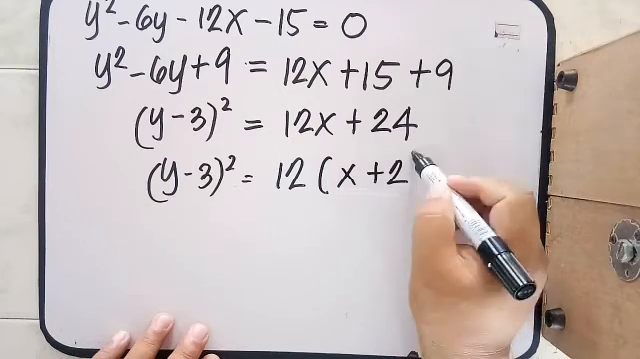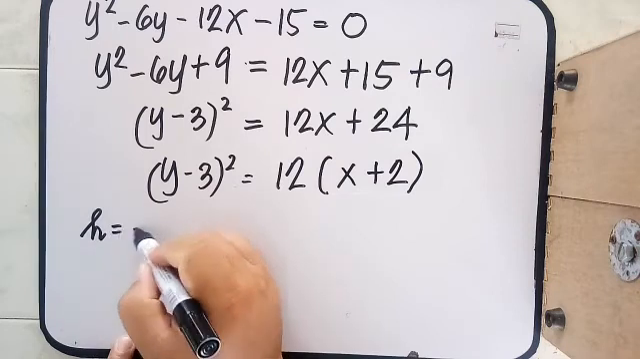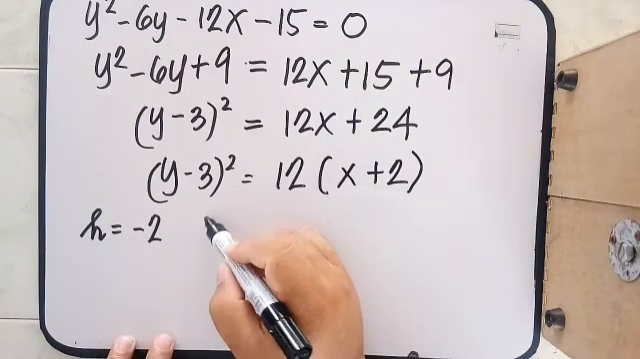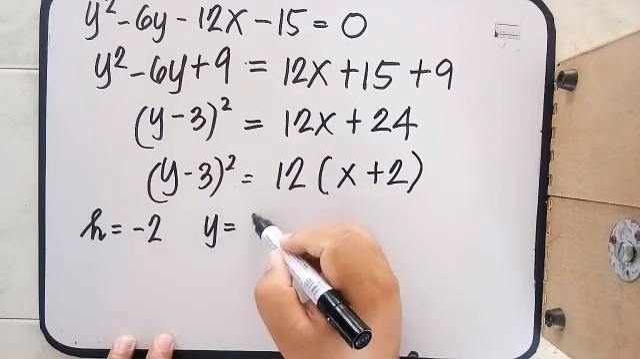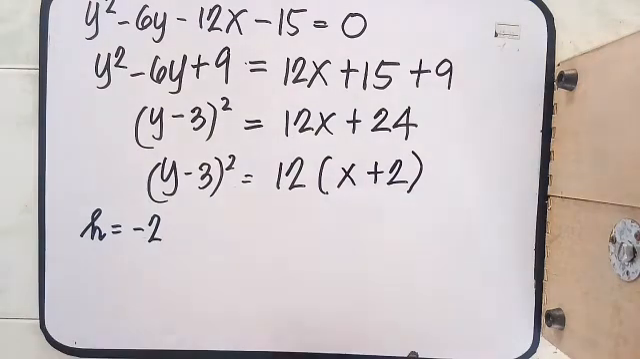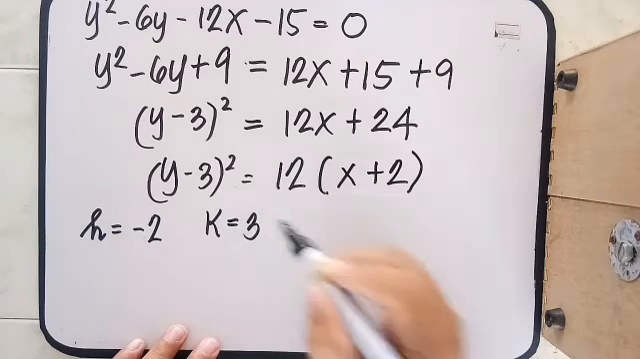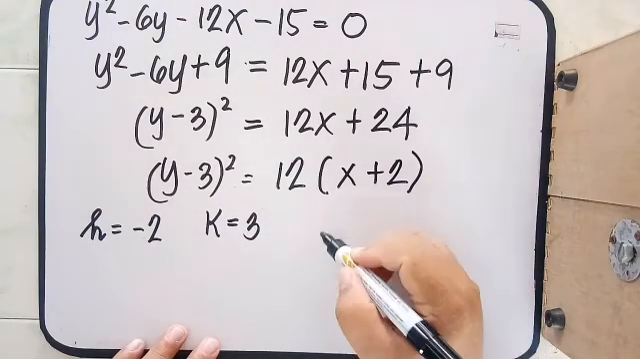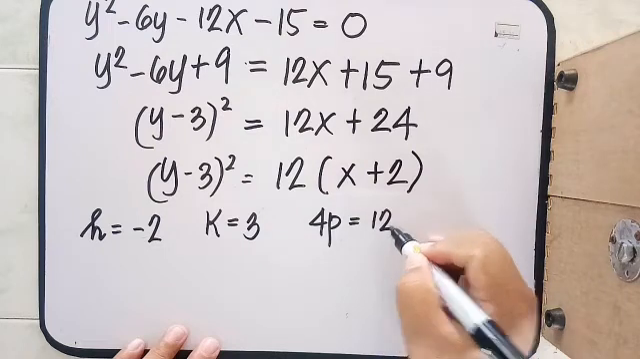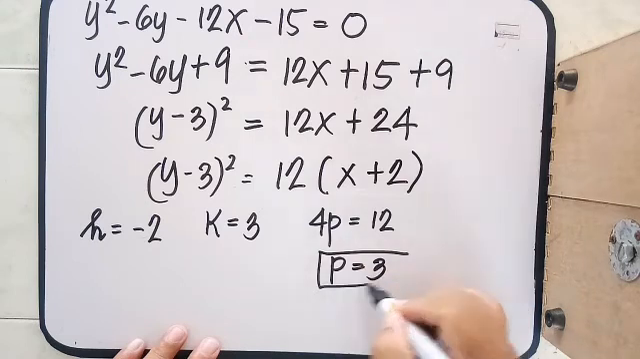Okay, now the value of our h here, h is negative 2. Remember, x is always paired with h, and y is always paired with k. Then this is what we call k. K is equal to 3. And what about your focus? Solving for the focus, we have 4p is equal to 12. Then your focus is 3, because we divide both sides by 4.